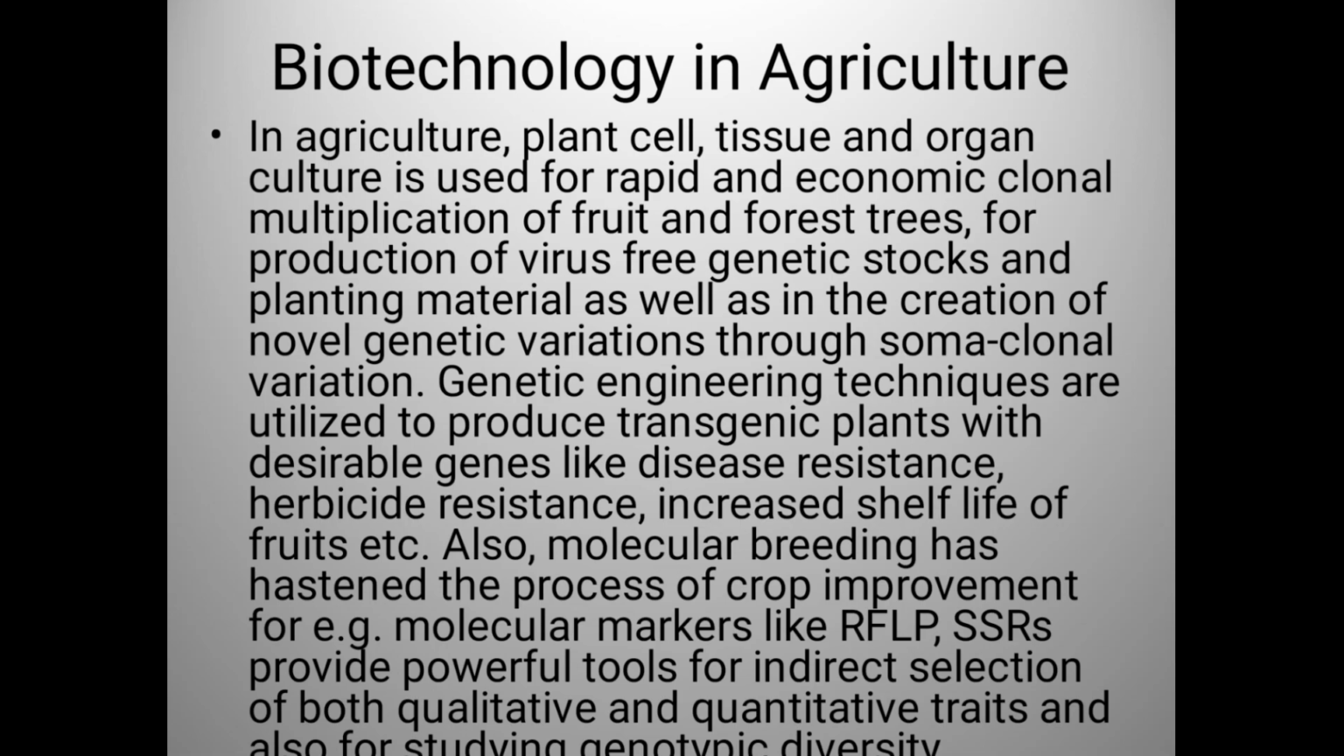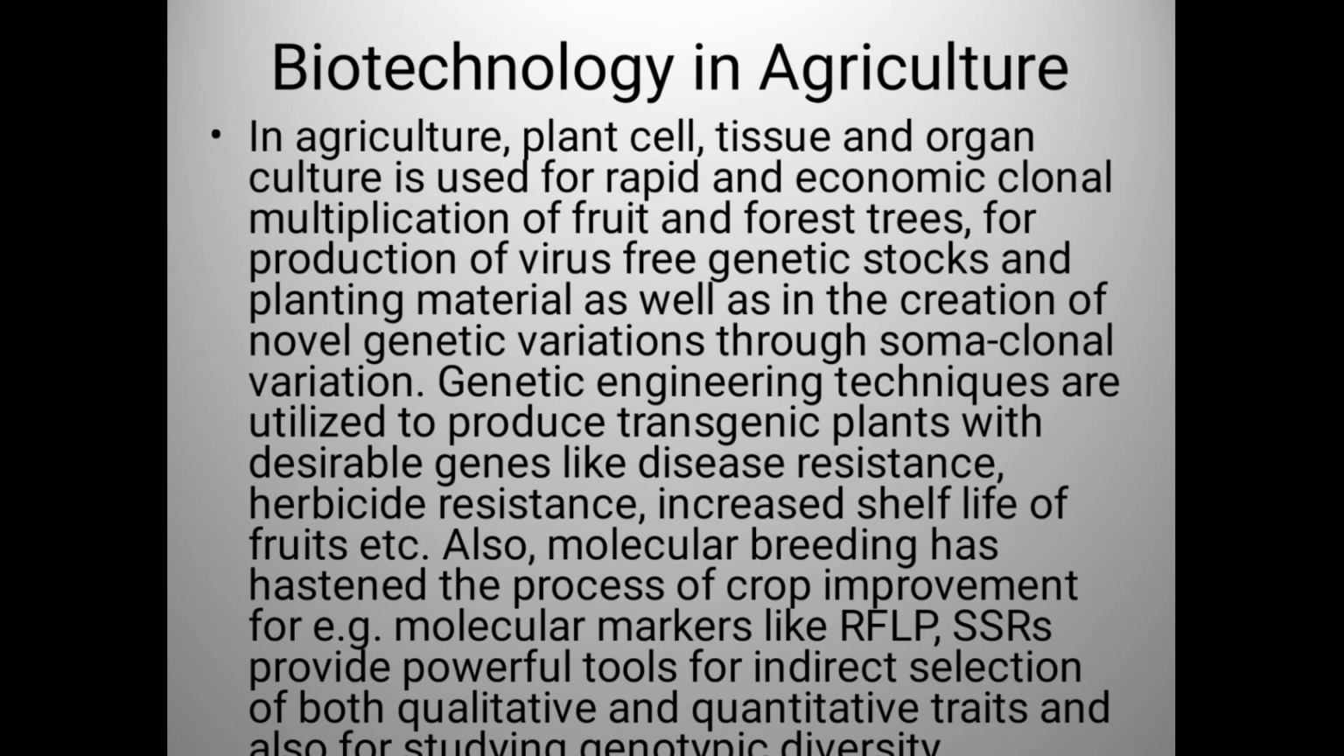Also, molecular breeding has hastened the process of crop improvement. Molecular markers like RFLP and SSRs provide powerful tools for indirect selection of both qualitative and quantitative traits, and also for studying genotype diversity. So what we can conclude is that biotechnology in agriculture first uses plant tissue culture, and second uses genetic engineering to produce transgenic plants which have desirable characters, whether it's disease resistance, herbicide resistance, or increased survival.